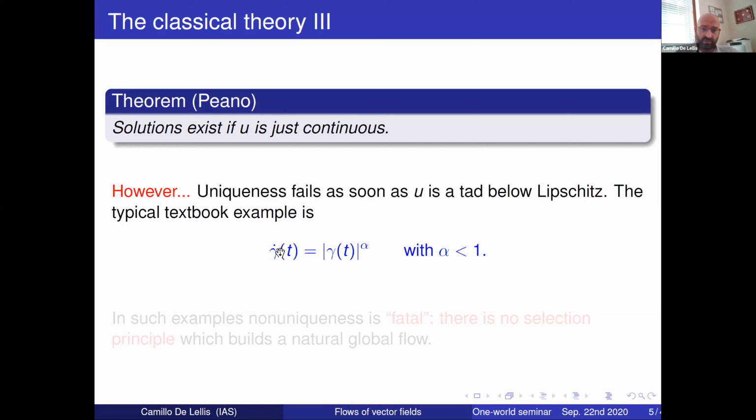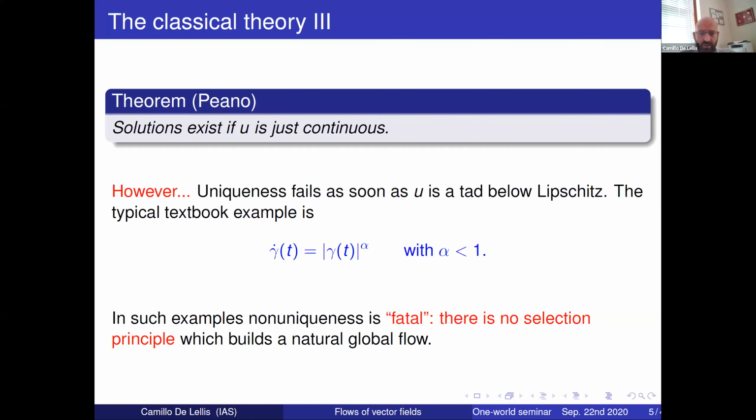This is a typical example: gamma dot of t is equal to some power of gamma of t. It's a one-dimensional example. This already tells you that there is non-uniqueness, but in fact, non-uniqueness is even fatal. Meaning that it's not that for some occasional situations you have more than one solution. It's really impossible to find a selection principle which builds a substitute for this global flow that we saw before, and denoted by phi.